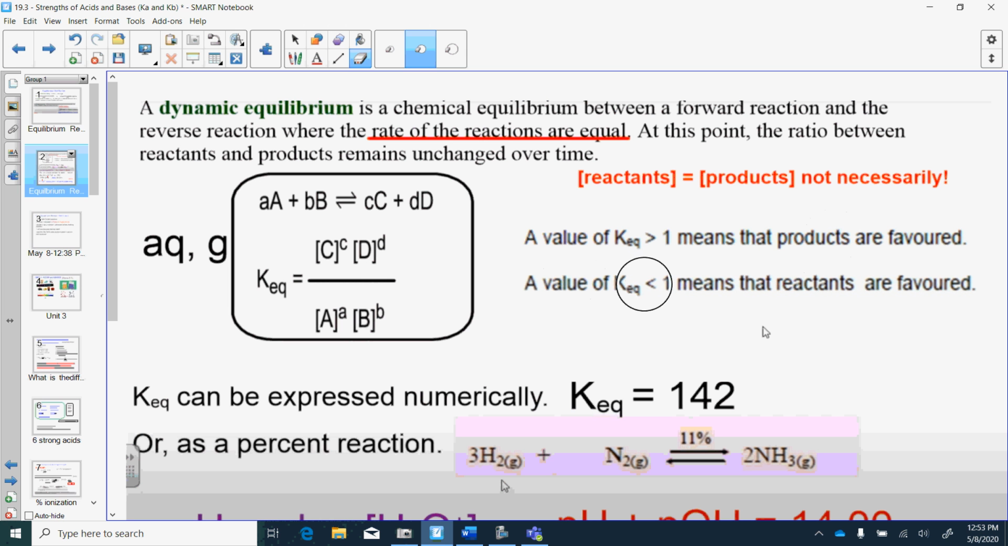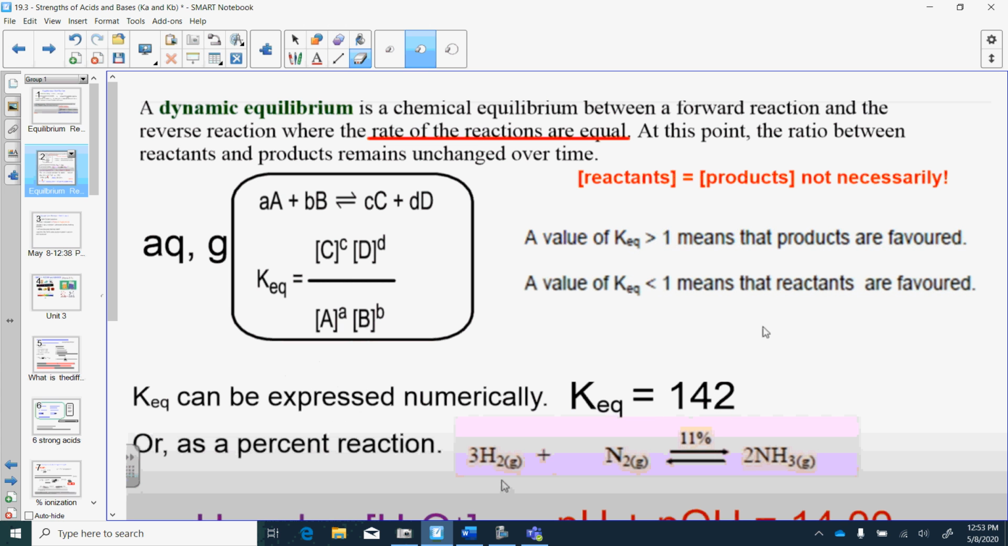If your KEQ is less than 1, it means that your reactants are favored. So you had a heck of a lot of reactants and not much product made. And therefore, the reverse reaction kicked in really early. So we say it was reached early. If you have a KEQ, here it is numerically, we can plug in our concentrations and come up with a number. This one is quite a bit greater than 1, so we have our products favored.